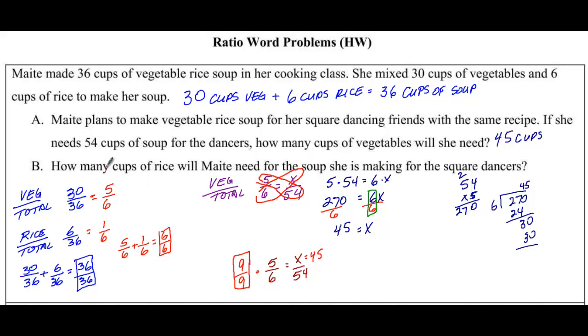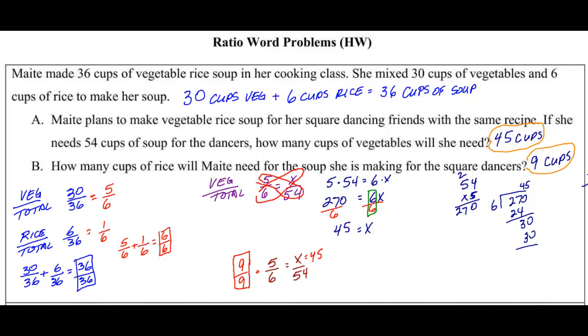The second question is, how many cups of rice will Mate need for the soup she's making for the square dancers? And to get the cups of rice, we simply need to say, well, we had 54 cups altogether, 54 cups of soup. Take away the 45 cups of vegetables, and we end up with 9 cups of rice. So these are our final answers. For A, our final answer was 45 cups. For B, it was 9 cups.